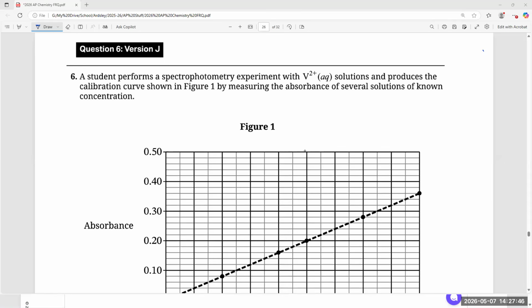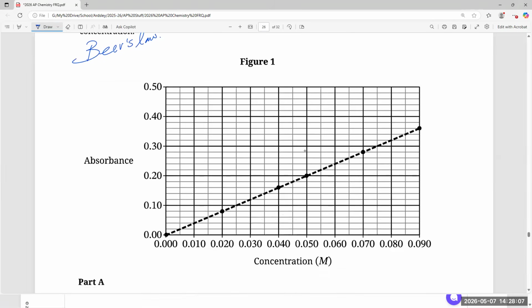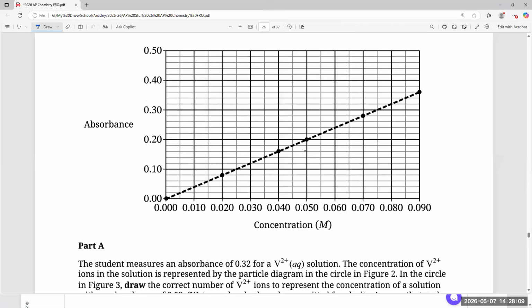A student performs a spectrophotometry experiment with a V2+ solution and produces a calibration curve, as shown in figure 1, by measuring the absorbance of several solutions of known concentrations. So this is where we put on our Beer's law. It's actually called the Beer-Lambert law in grad school, but it's called Beer's law. Poor Lambert. All right, so here we go.